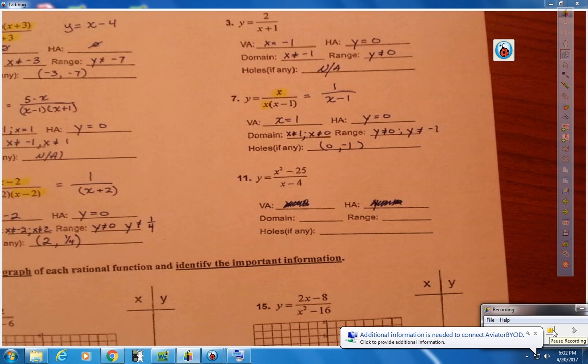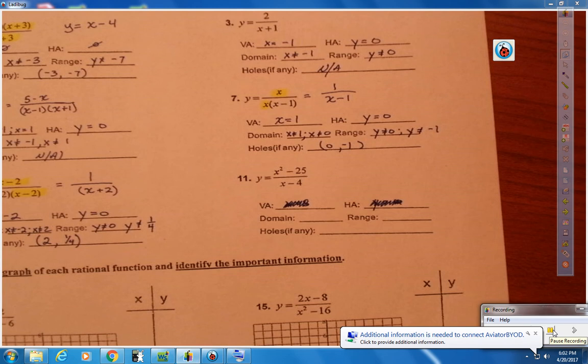All right. Number 13. Now the nice thing about number 13 looks like what we did yesterday. So I know that there are not going to be any holes. I also know that I've got a vertical asymptote at x equals 6. I have a horizontal asymptote at y equals 0. And again, that's because there's nothing being added or subtracted at the end. X cannot equal 6, and y cannot equal 0 is my domain and range.